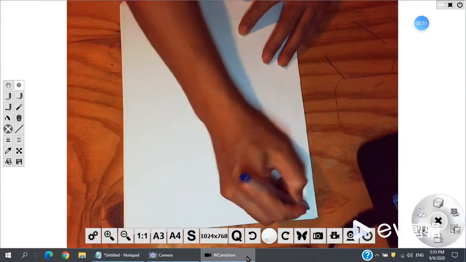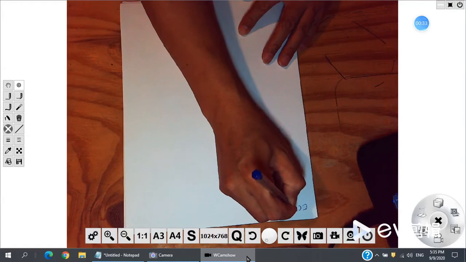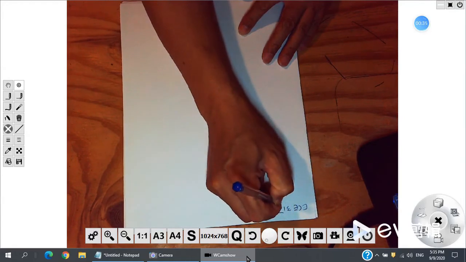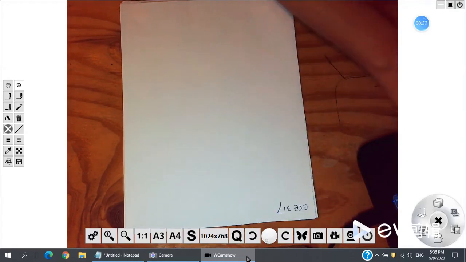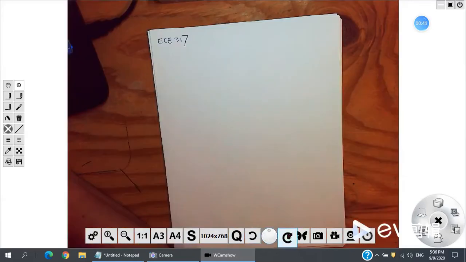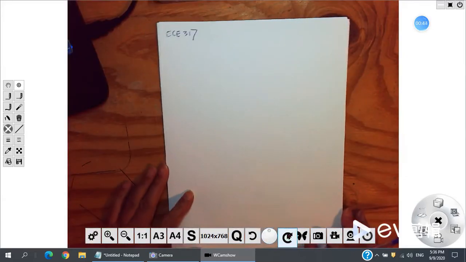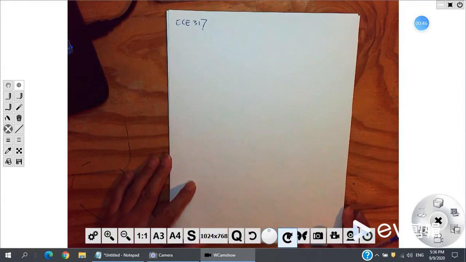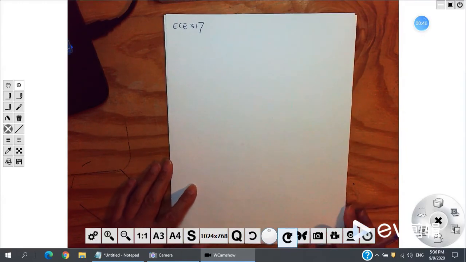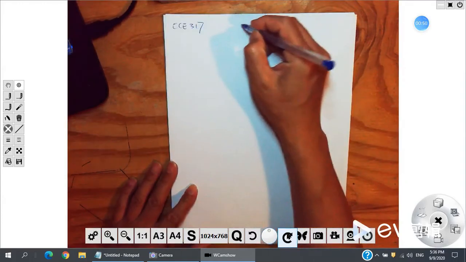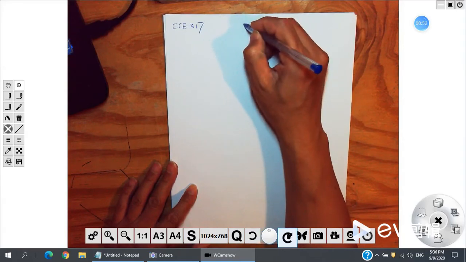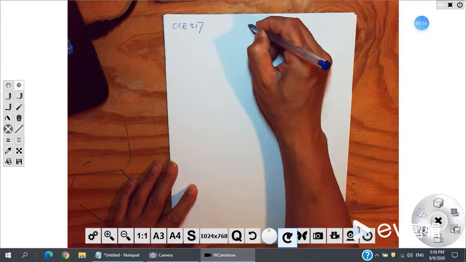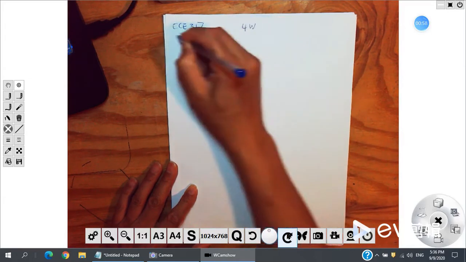This is ECE317. Oh, I need to turn this one. Am I good? Okay. ECE317. This is which class? Monday, Wednesday class. Wednesday class for the 4th week.